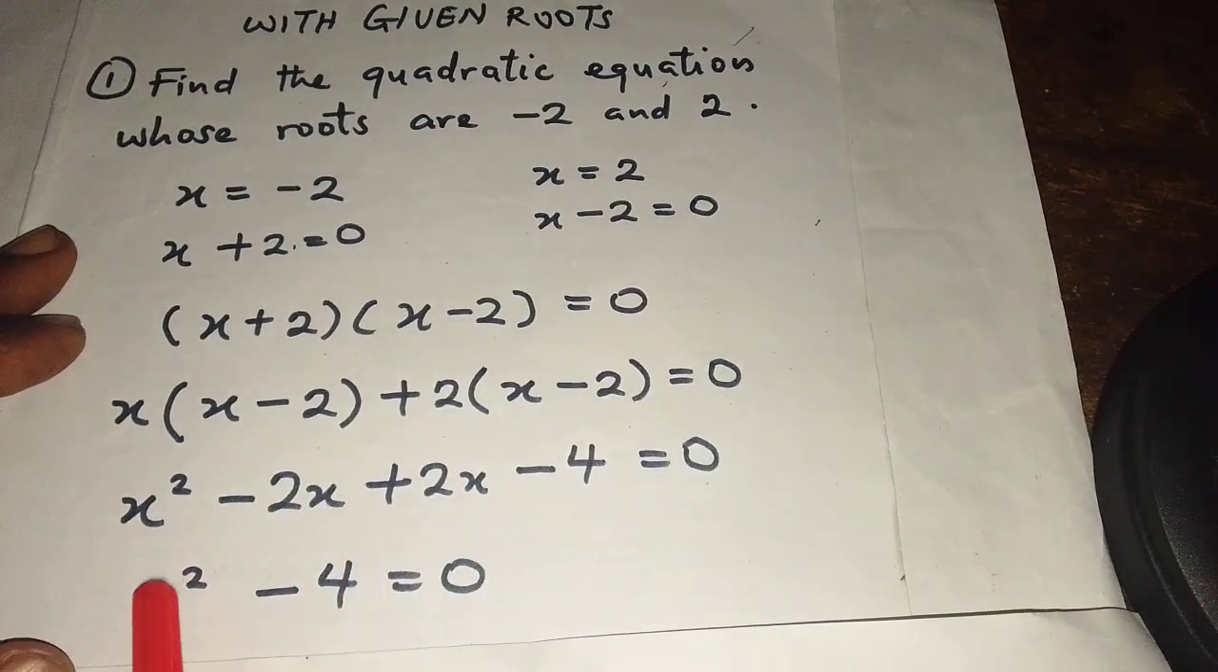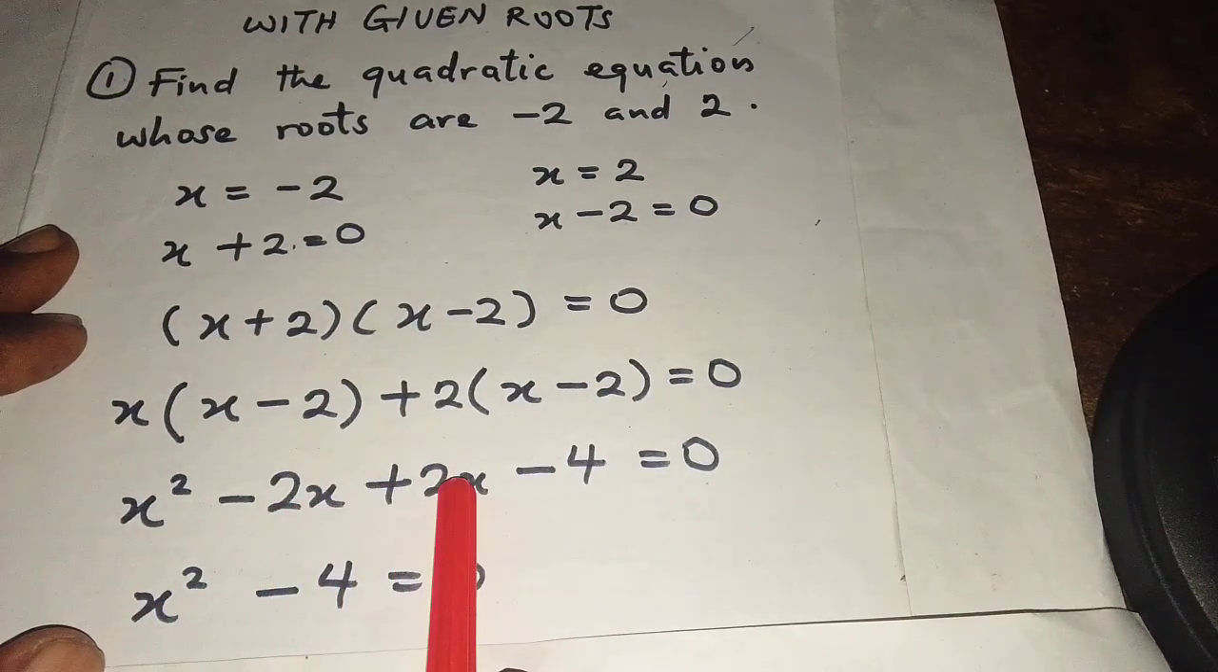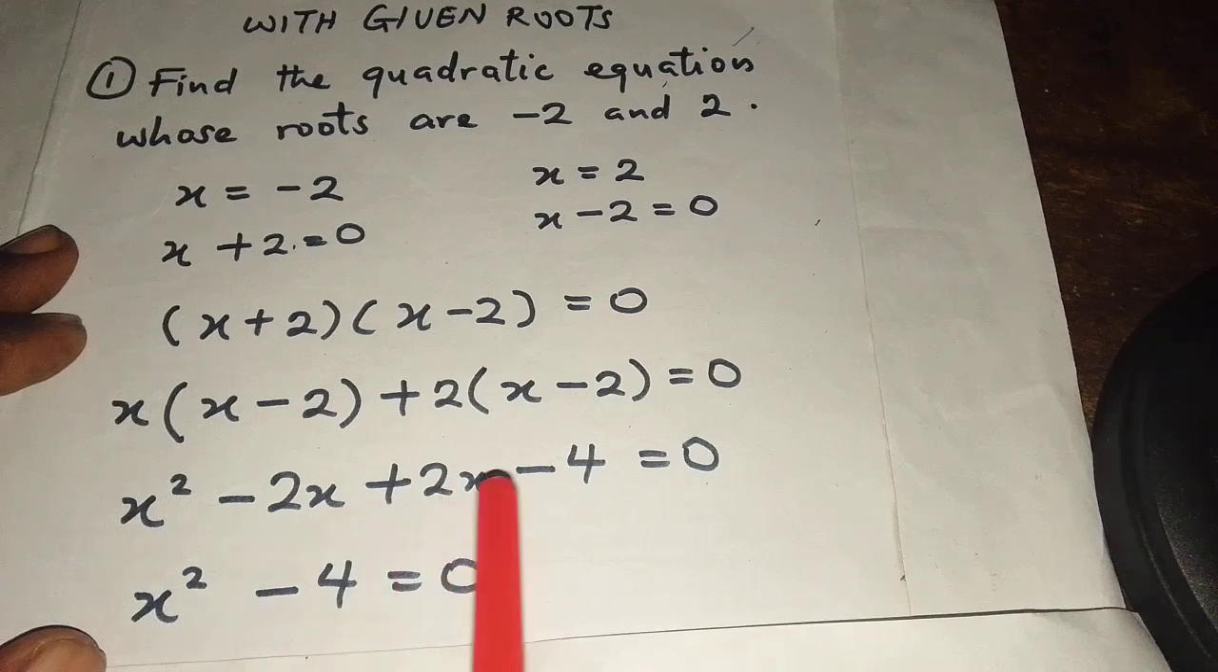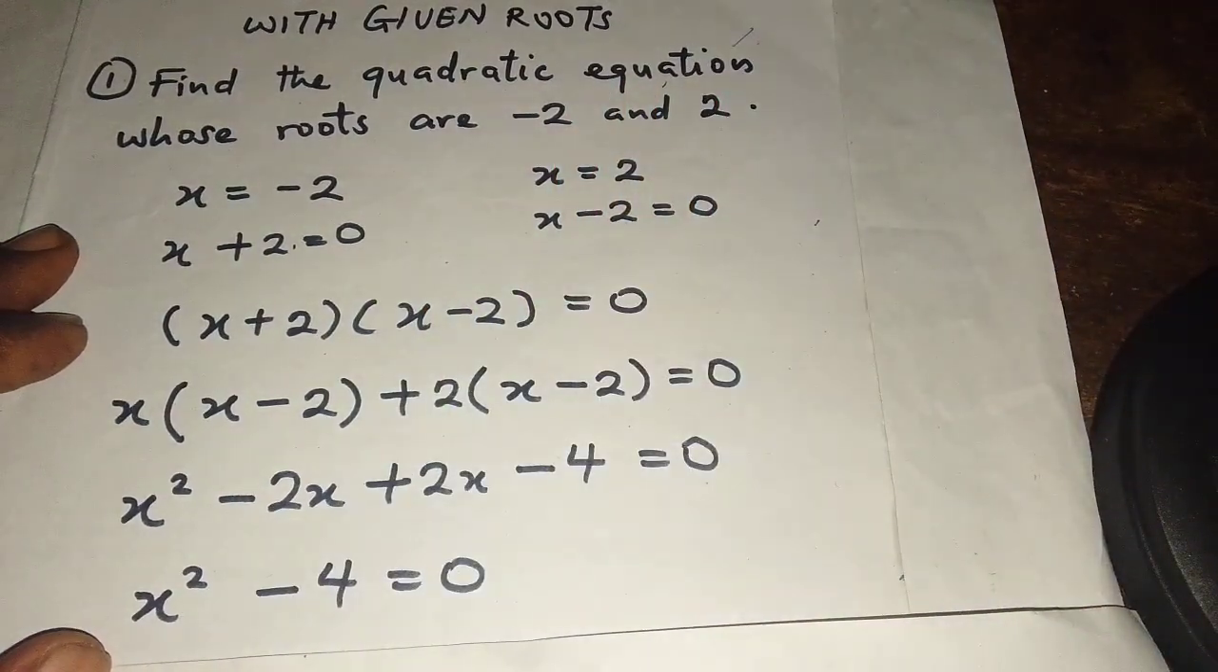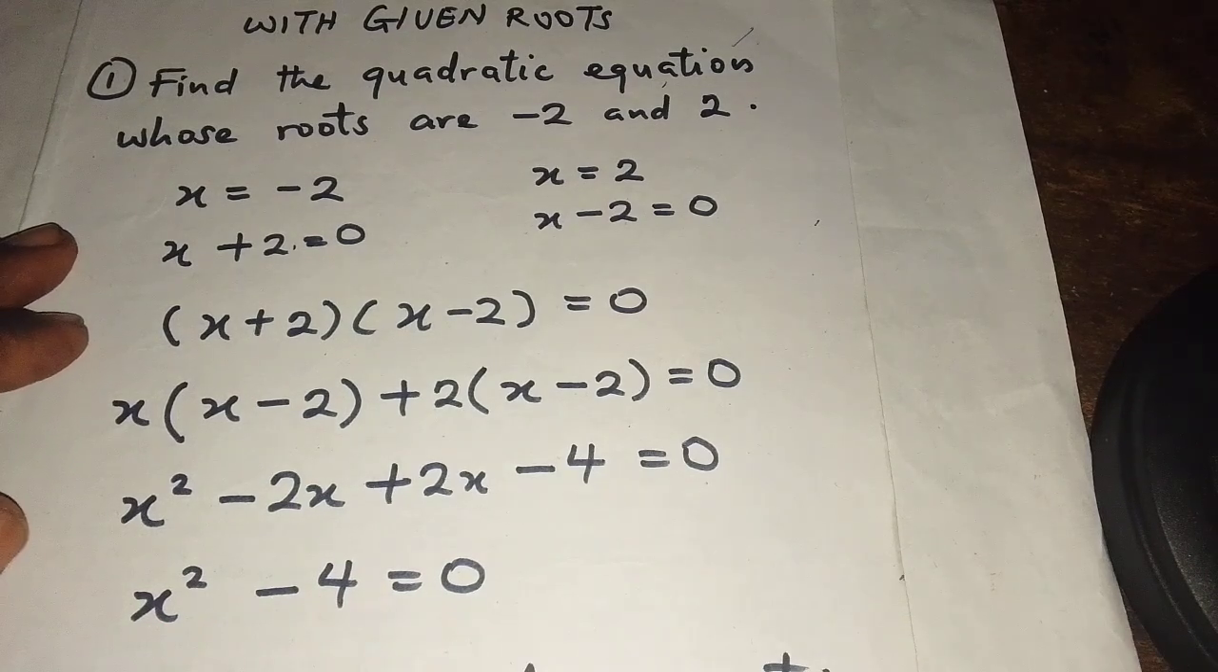So you are now left with x squared, minus 2x plus 2x is 0, then we have -4 is equal to 0. So this is the quadratic equation that gave -2 and +2 to be the solution of the equation. So x squared minus 4 is equal to 0.